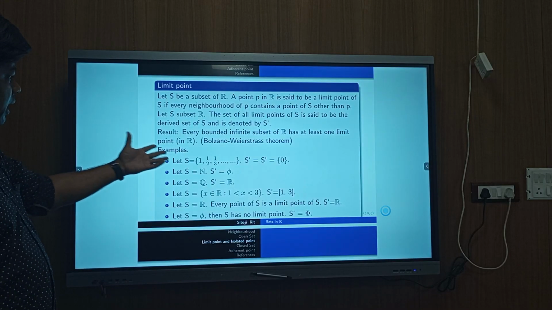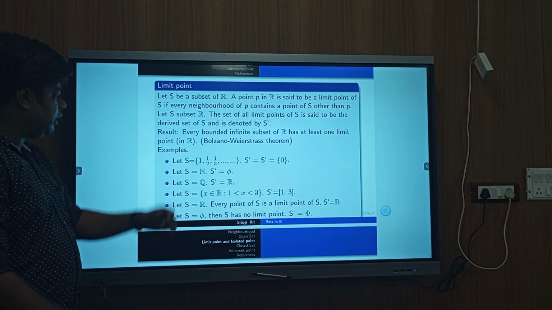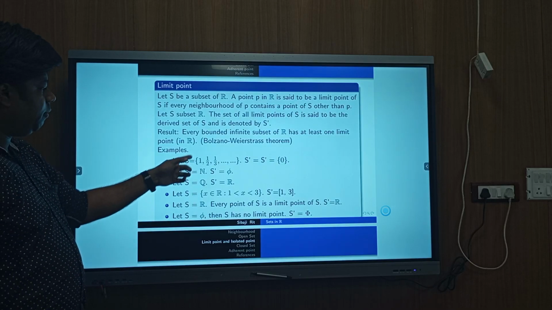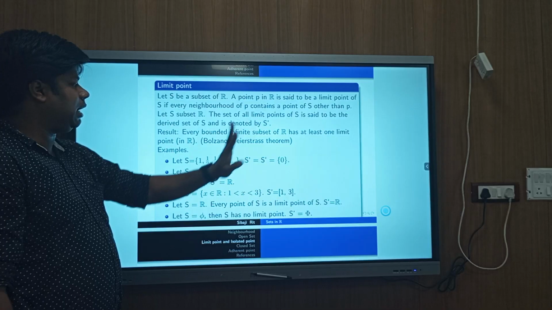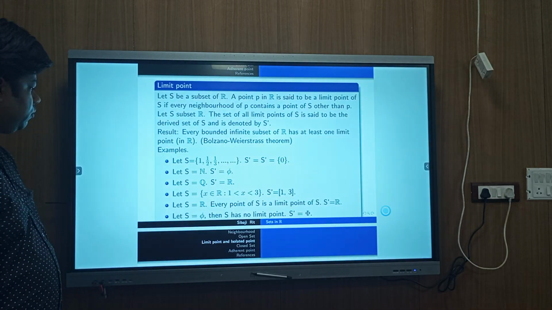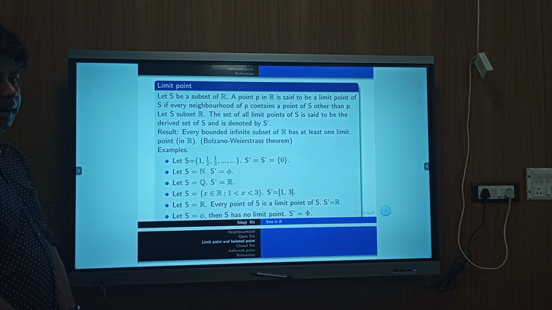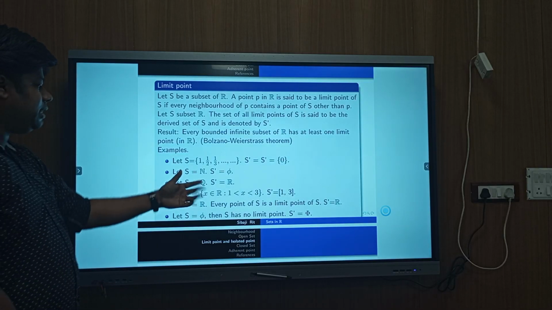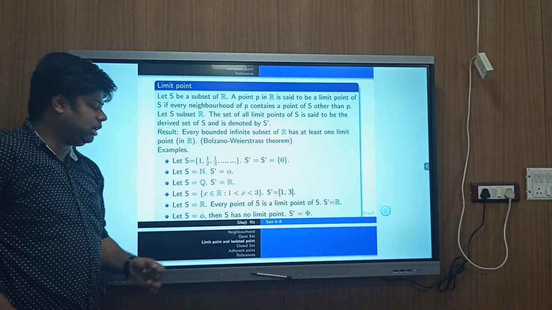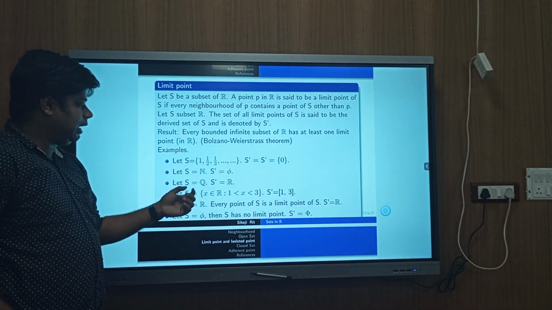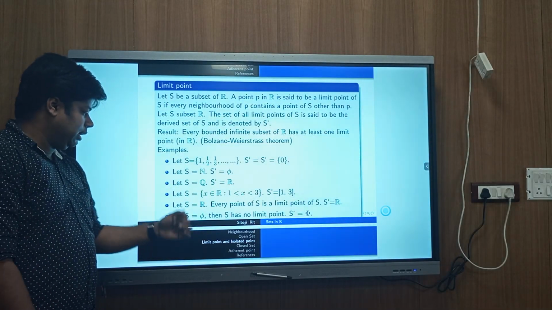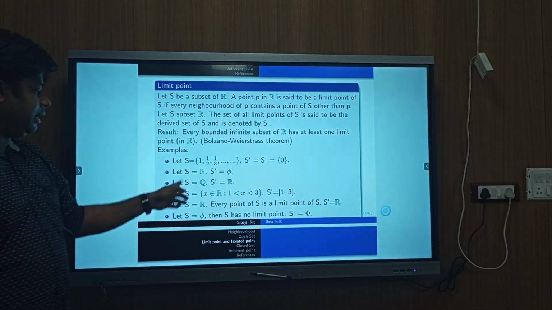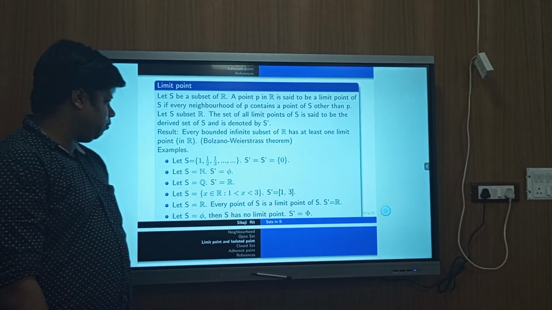Example of derived set. If we choose S equal to {1, 1/2, 1/3, ...}, then the derived set of S is only {0}. Let S equal to N, the set of natural numbers, then the derived set is ∅. If we choose S equal to Q, the set of rational numbers, then S dash is R. If we choose the open interval (1, 3), then the derived set is the closed interval [1, 3].